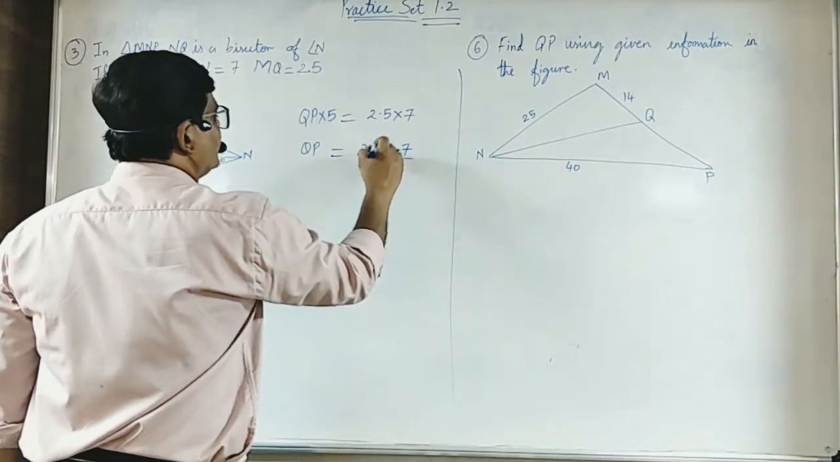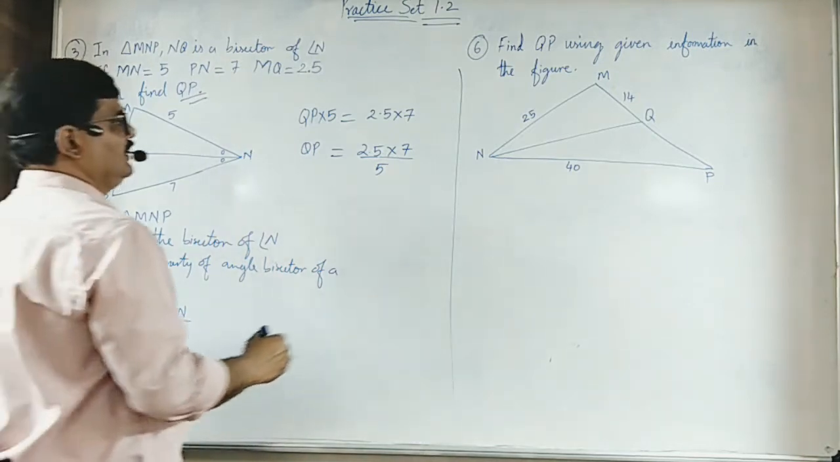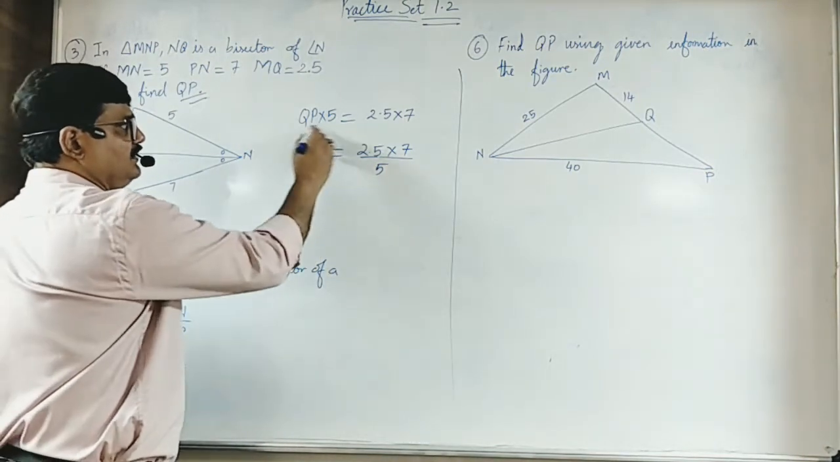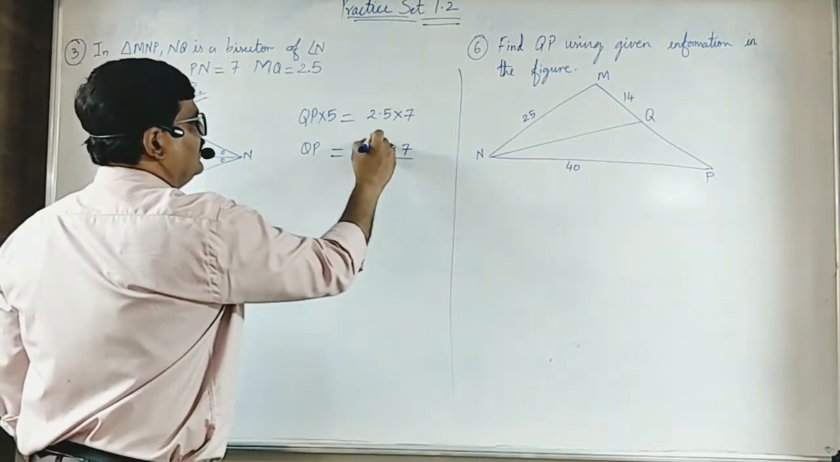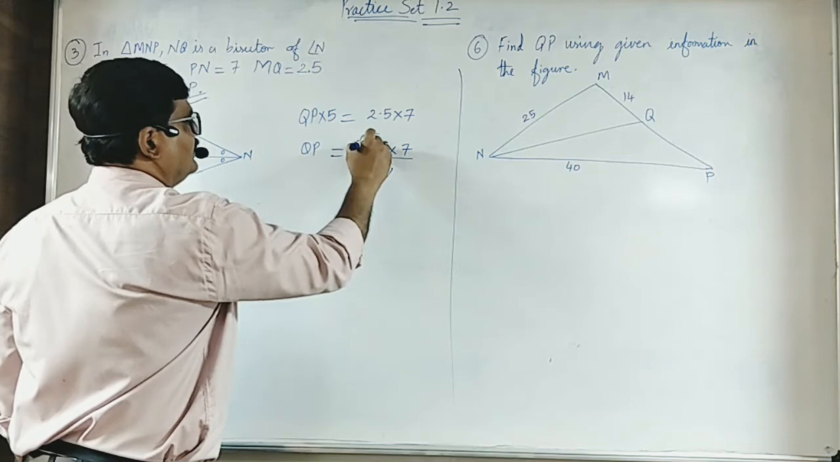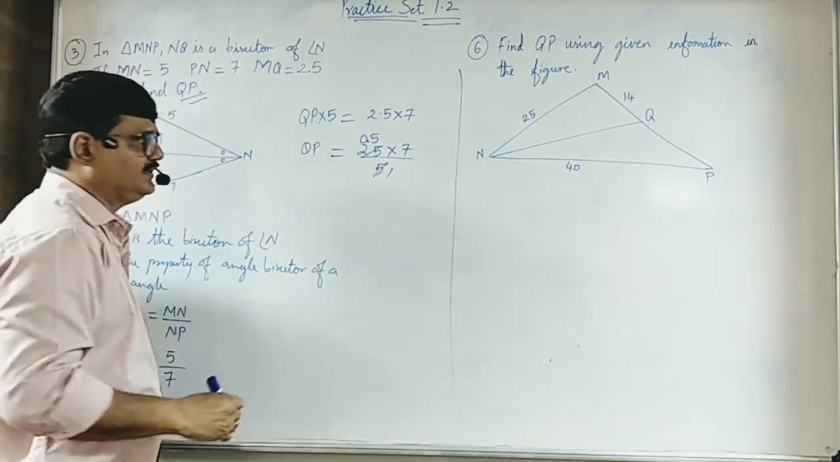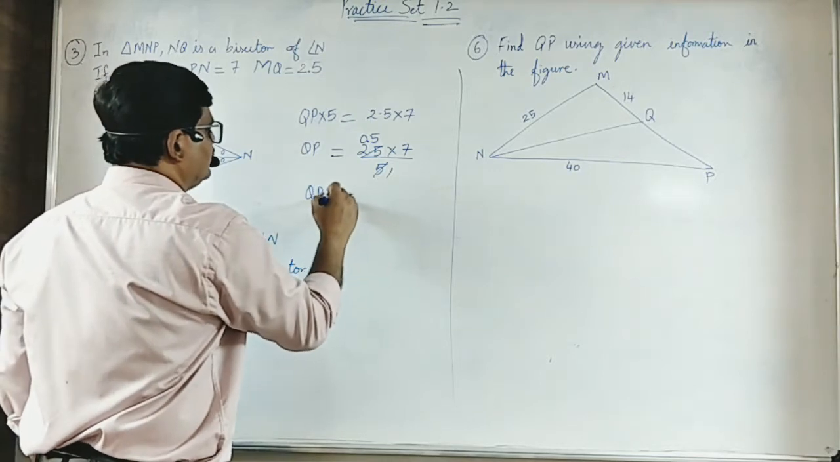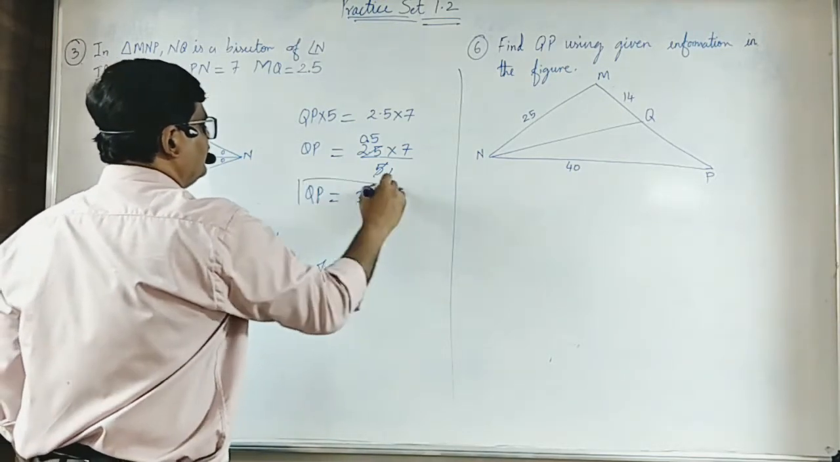Now if you check this carefully, you can easily cancel this. This 5 will come and divide because it is multiplying with QP. 2.5 divided by 5 is 0.5. Now you have to multiply 0.5 by 7. So in this case you will get QP equal to 3.5.